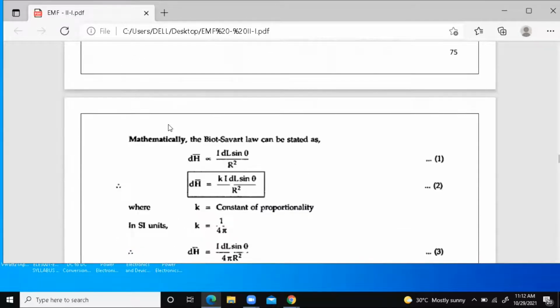So dH is directly proportional to I, dL, and sine theta, and it's inversely proportional to R squared.